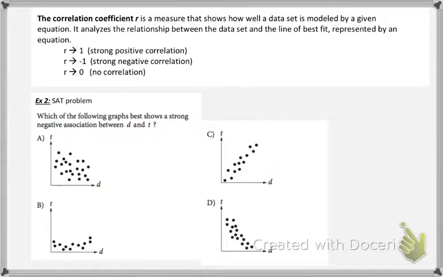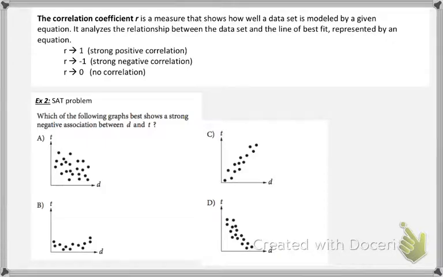And so the strength of the relationship is what we call a correlation coefficient, and we have a letter used to describe how strong this relationship is between the two variables that we're comparing. And so we call this a correlation coefficient, R, so the letter R we use to measure the strength of the relationship, is a measure that shows how well a data set is modeled by a given equation.